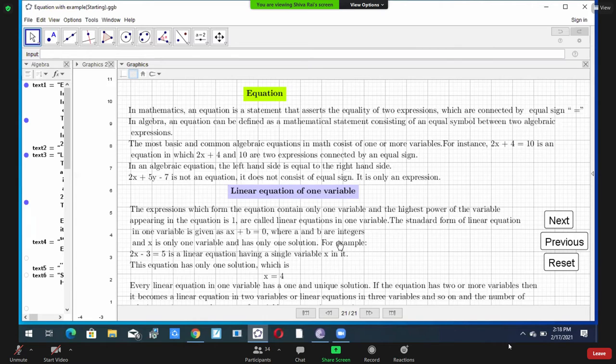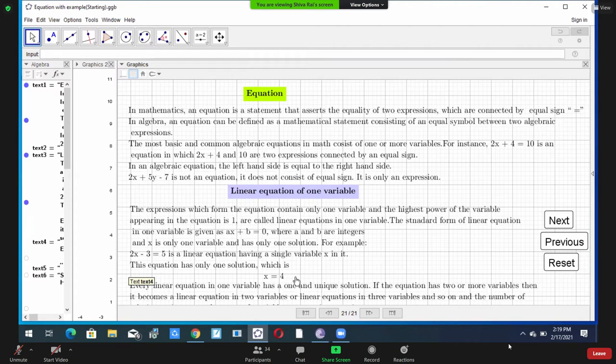For example, the example I have given you here: 2x minus 3 equal to 5. It is a linear equation having a single variable x. Sometimes there may be x and y, but here the equation has only one variable. This equation has only one solution, which is x equal to 4. If you solve this equation, you will get the value of x as 4. It is the solution which satisfies this equation.